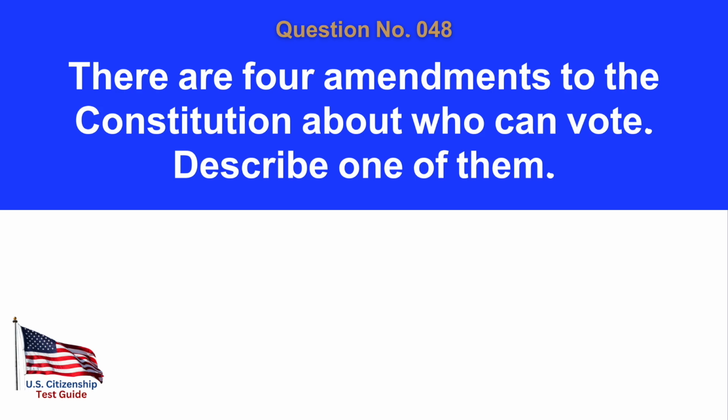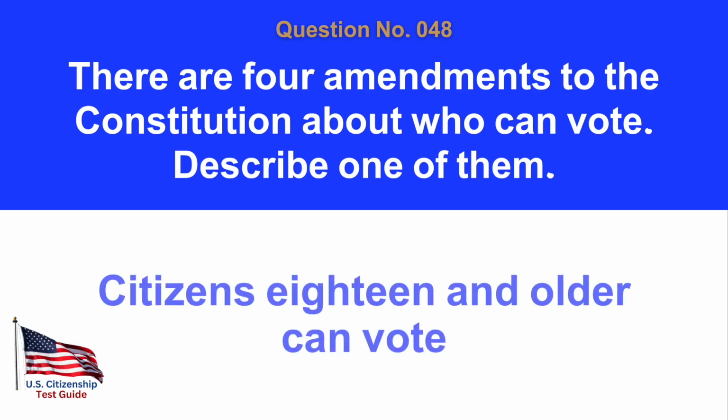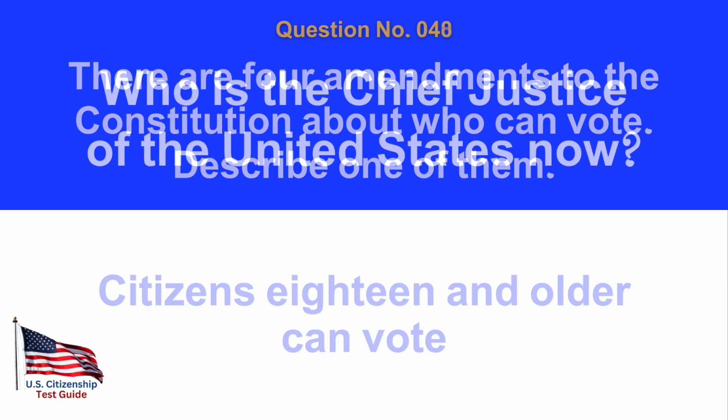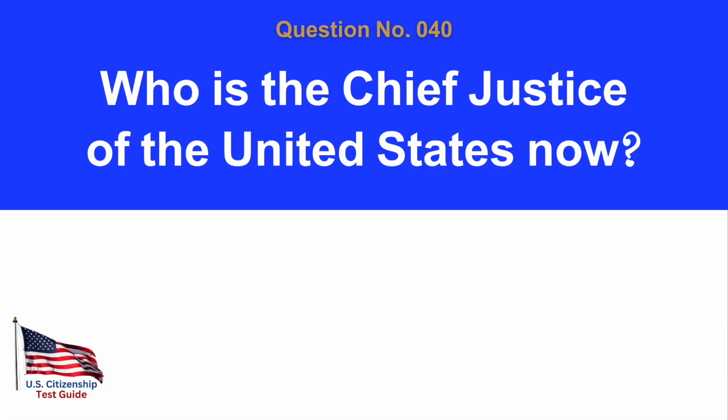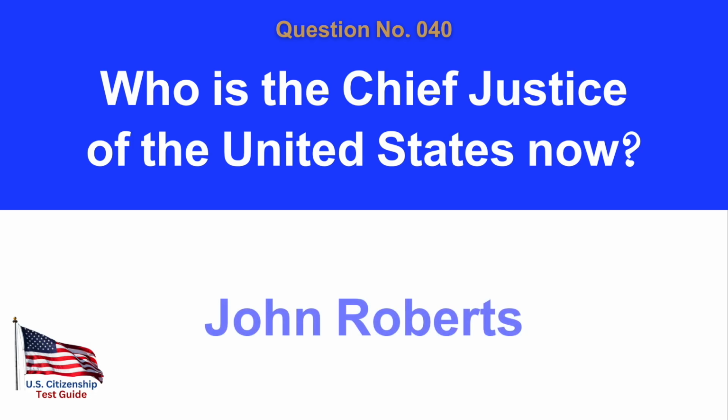There are 4 amendments to the Constitution about who can vote. Describe one of them. Citizens 18 and older can vote. Who is the Chief Justice of the United States now? John Roberts.